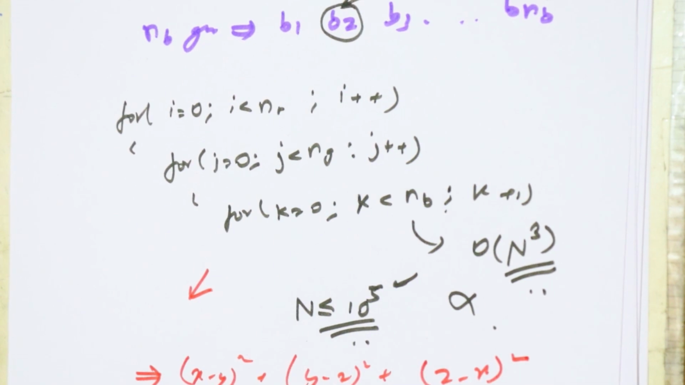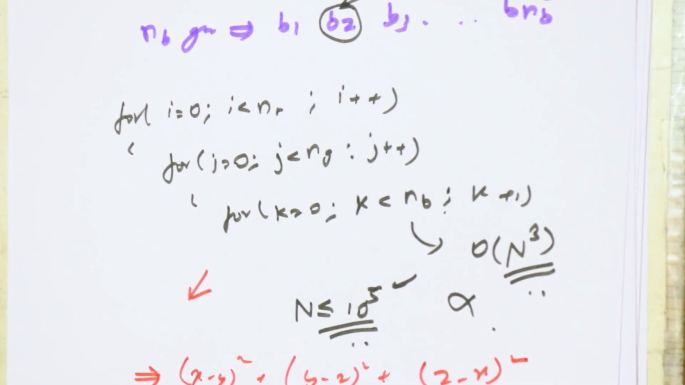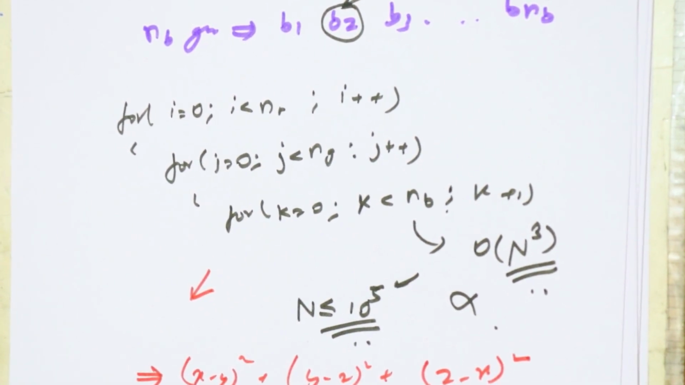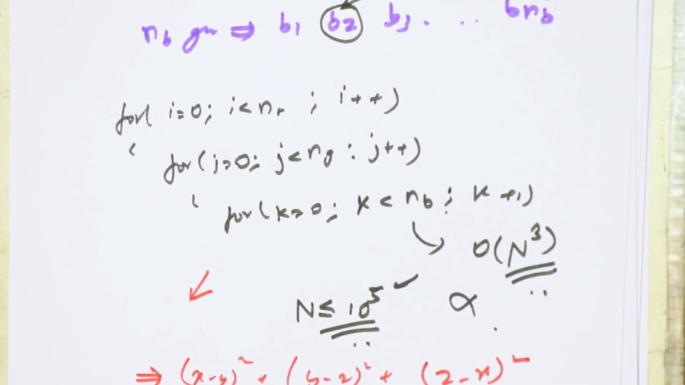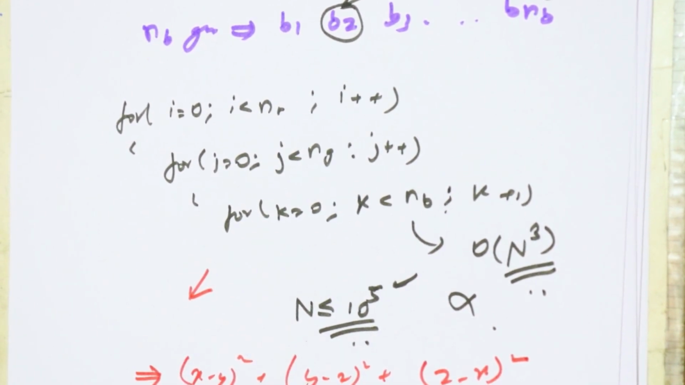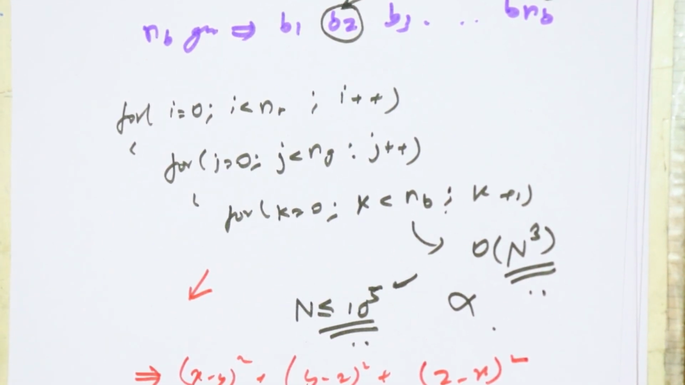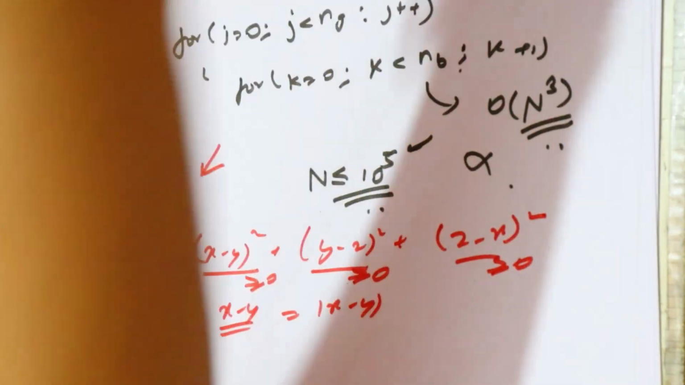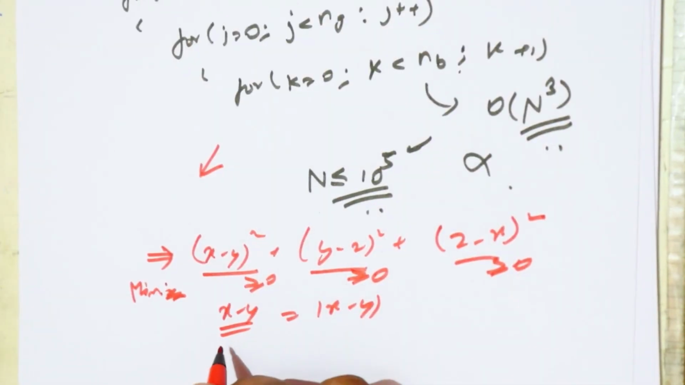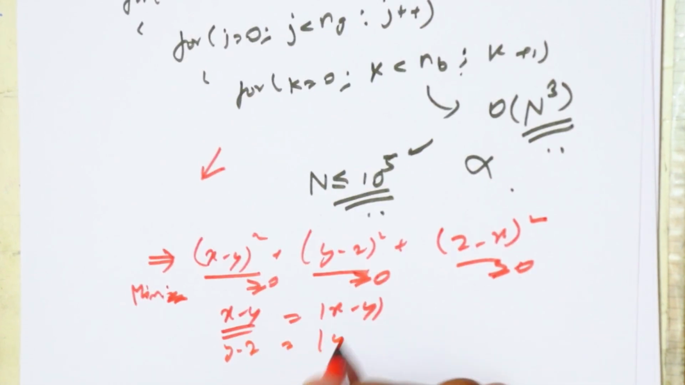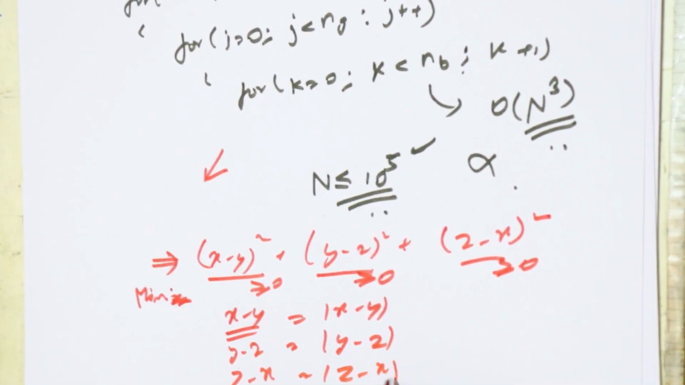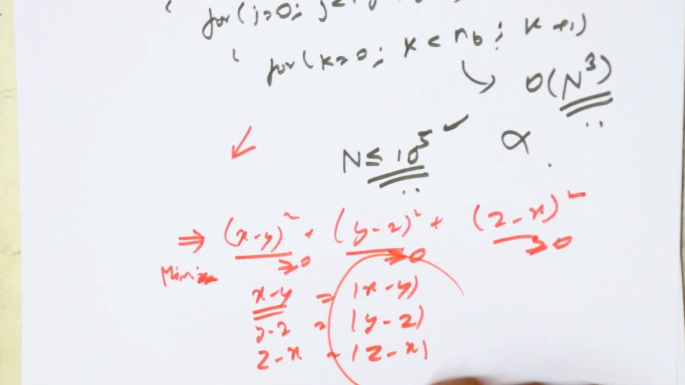So actually we need to minimize x minus y, or you can say the mod of x minus y, because it is greater than 0. Likewise, we need to minimize y minus z, which is mod of y minus z, and z minus x, which is mod of z minus x. So actually we need to minimize this.